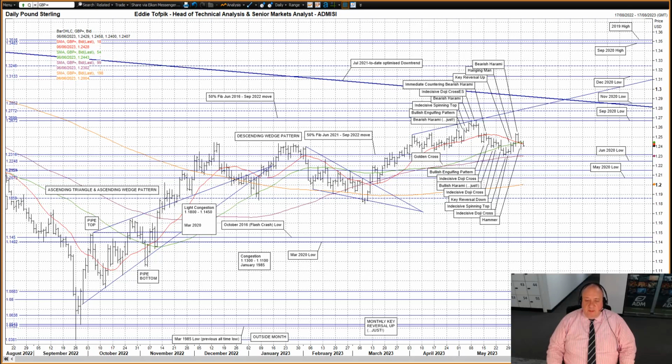Below we have the interesting combination of the ever so slowly rising medium moving average, currently 123.03, and the 50% Fibonacci line of the June 2021 to September 2022 move at 123.16. As I previously said yesterday, the market is now in a zone between the previously mentioned medium moving average plus 50% Fibonacci support combination below and the combination overhead of the September 2020 low at 126.72 and the 50% Fibonacci line of the June 2016 to September 22 move at 126.99.